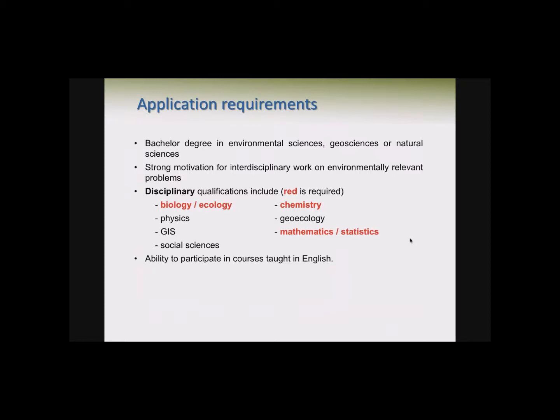So what we require as your disciplinary qualifications here is marked in red. So you need to have some fundamental knowledge in biology and ecology, and in chemistry, and in mathematics and statistics. This is definitely necessary to be successful in these programs. Then it can be a plus if you have knowledge in physics or in geographic information systems, or geoecology, landscape ecology, and also in social sciences. So this will help you in these programs, but what is definitely required is what is marked in red.